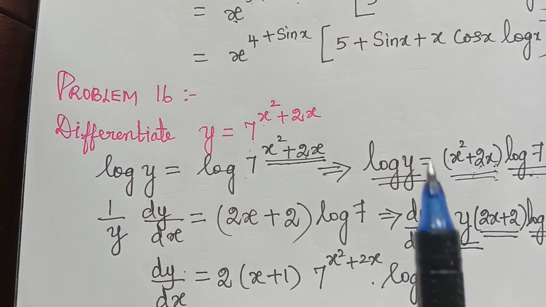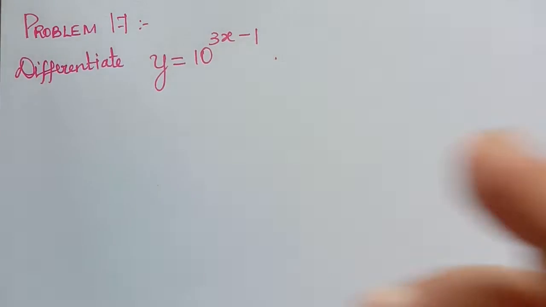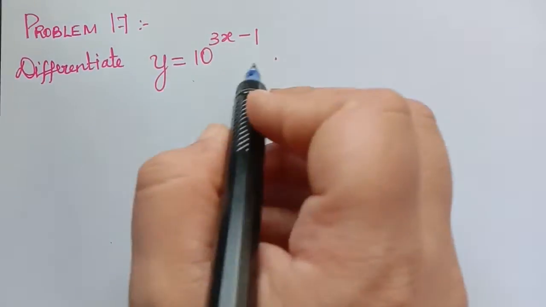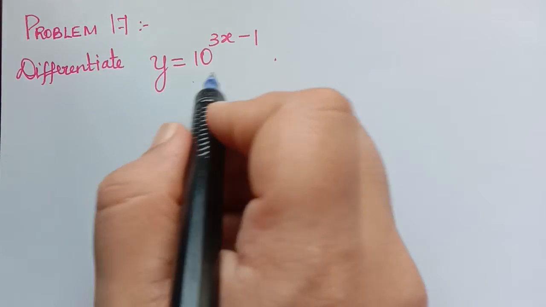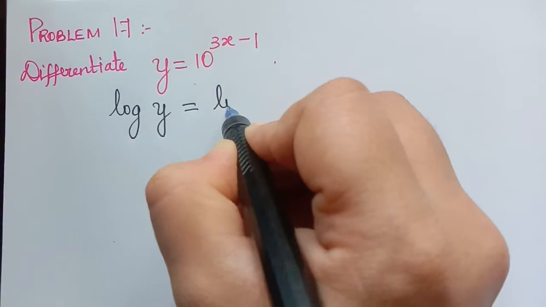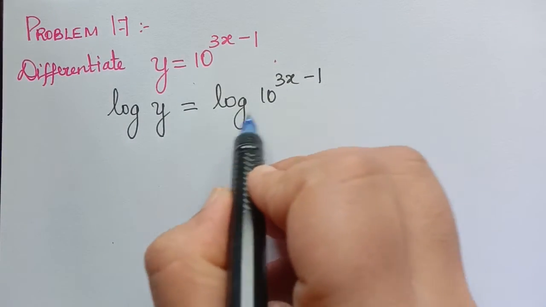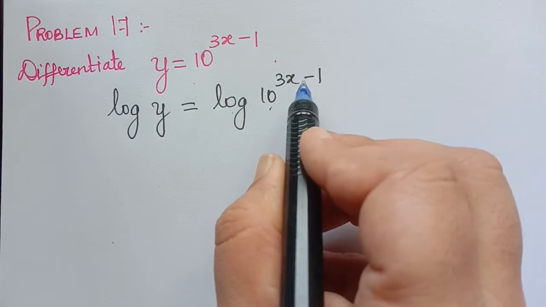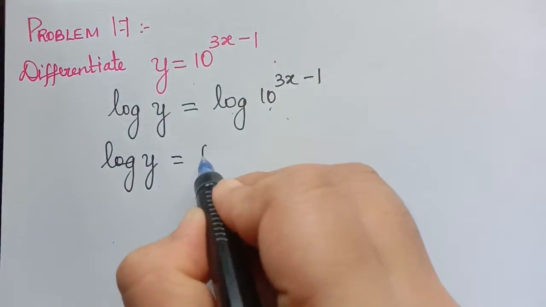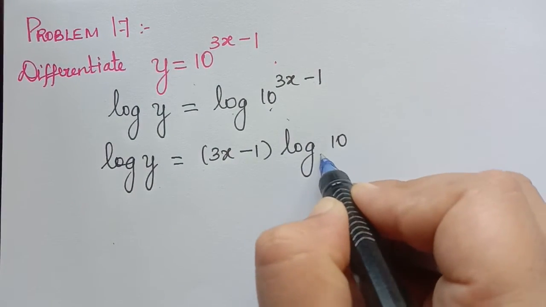We shall solve one more problem of the same kind. So now here we have another problem, which is differentiate y is equal to 10 to the power 3x minus 1. So we shall differentiate this by using the logarithmic differentiation method. So taking logarithm on both the sides, we get log y to be equal to logarithm of 10 to the power 3x minus 1. Applying the logarithmic rule here, log a to the power b can be written as b log a. So this can be rewritten as log y is equal to 3x minus 1 log 10. And we know that it is to the base e.